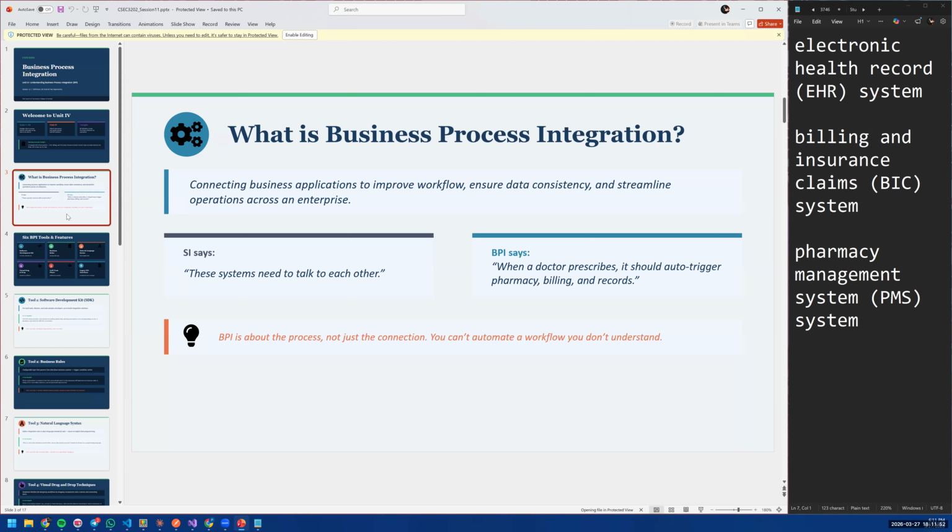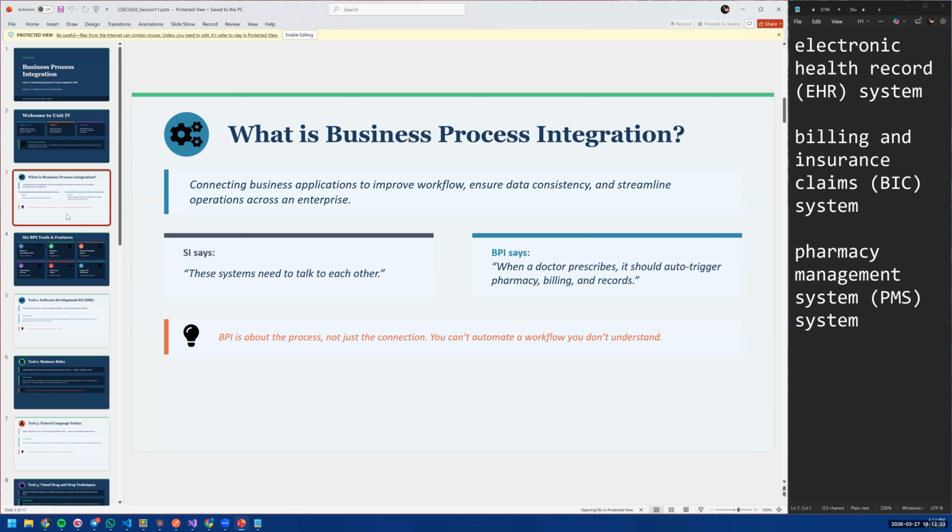Systems integration is a broad concept. We use it to connect systems for any reason. So that deals specifically with the connection between systems. BPI, on the other hand, is specifically about business processes, or how work will flow throughout an organization, right? Consider it this way. System integration says that you have these three systems and they need to talk to each other. That's all system integration cares about.